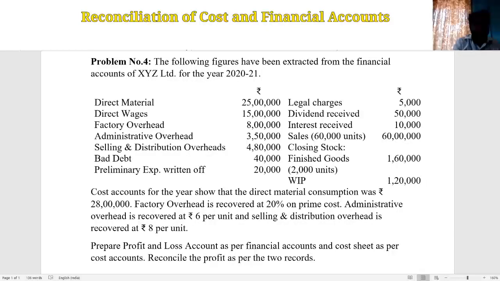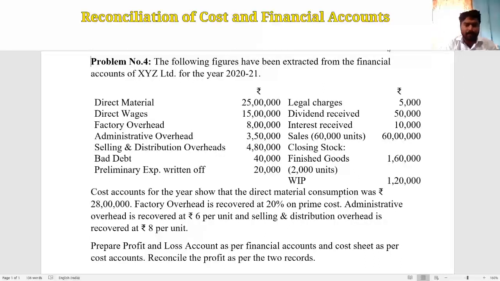Then the cost accounts for the year is showing that direct material consumption was rupees 28 lakhs, factory overhead is recovered at 20% on prime cost, then administrative overhead is recovered at rupees 6 per unit, and the selling and distribution overhead is recovered at rupees 8 per unit. Okay, so this second information is with regard to the costing, basically how the factory overhead has to be considered and how the administrative overhead and the selling and distribution overhead have to be considered. Okay, so this is what actually the problem is.